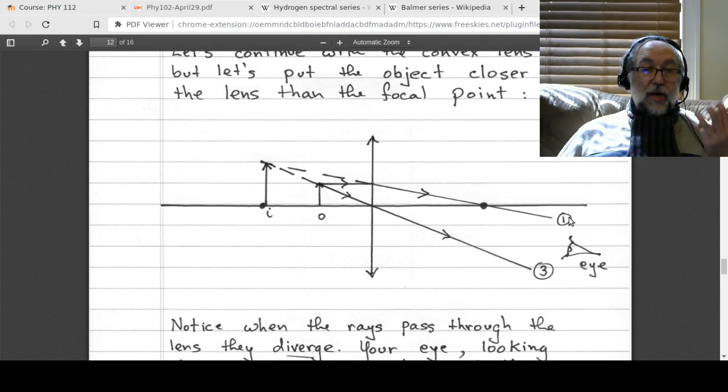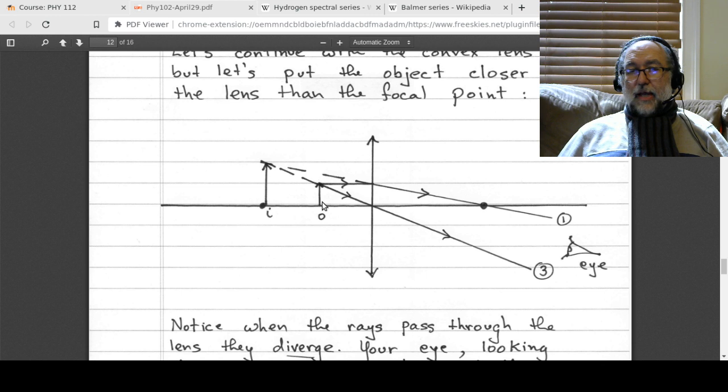Ray number 2 we'll ignore. Ray number 3, a ray which leaves the tip of the object, passes through the middle of the lens, doesn't get bent at all. So there's ray number 3. Okay, so never mind these dashed lines here of the image. Just ignore that for a second. Here's the object. Here's ray 1. And here's ray 3. Okay.